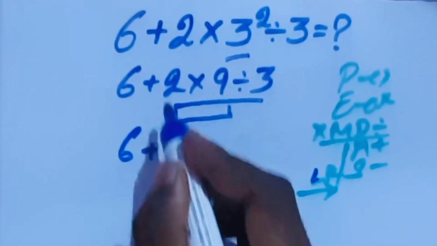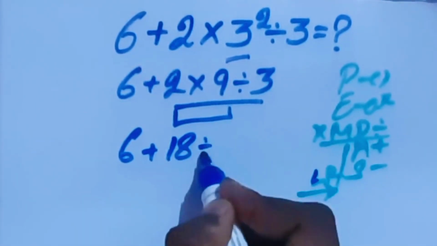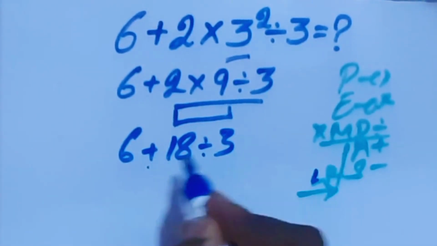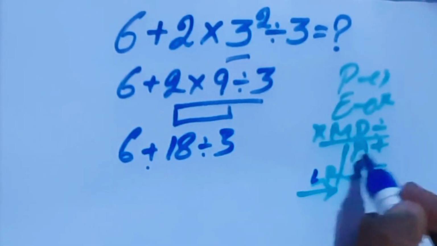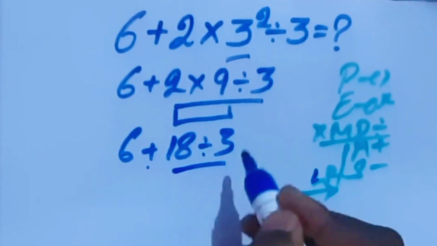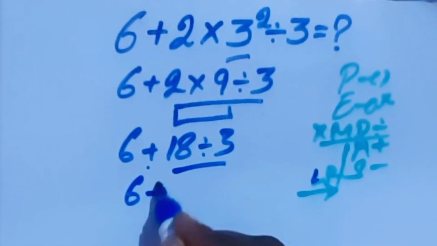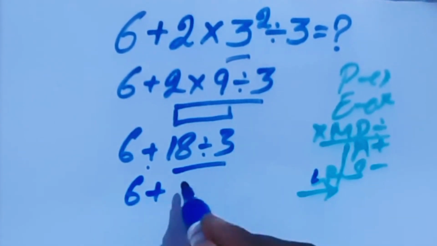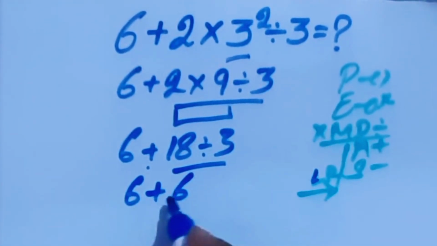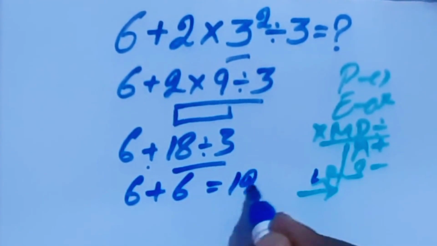So 6 plus 2 times 9 is 18, divided by 3. Here we have addition and division. Division is higher priority than addition. So we have to do this division before the addition. Here 6 plus 18 divided by 3 is 6 plus 6. Here 6 plus 6 is 12, which is the correct answer.